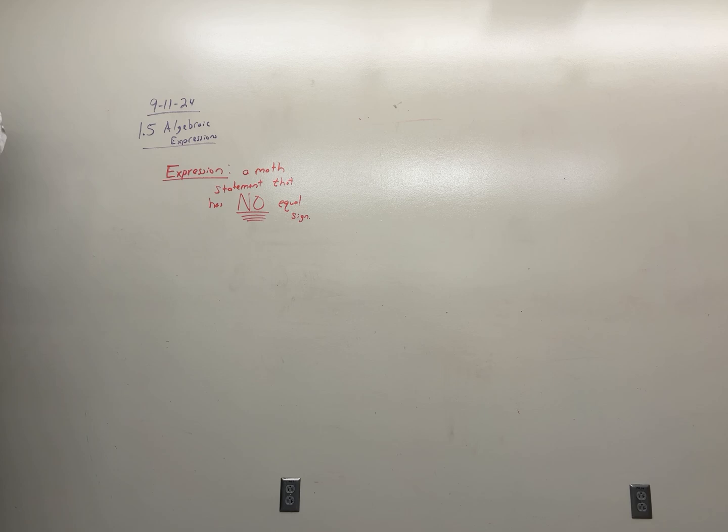An expression has no equal sign. So what makes something a math statement? It has either numbers, variables, and mathematical operations in it. Mathematical operations: add, subtract, multiply, divide, just like your sheet.